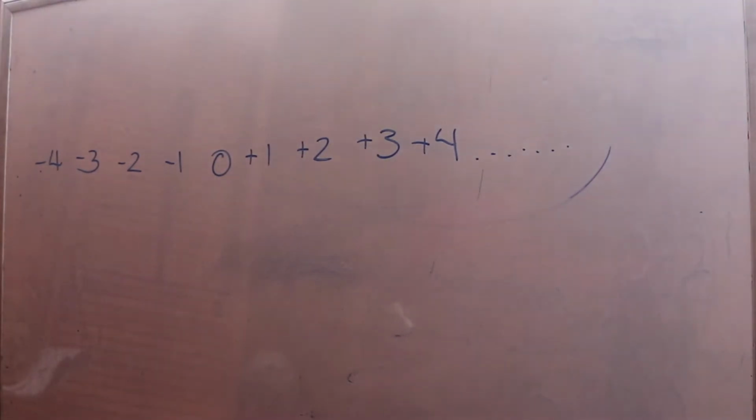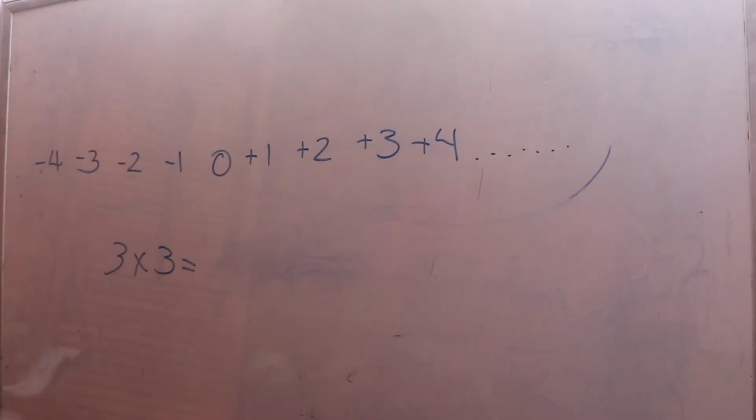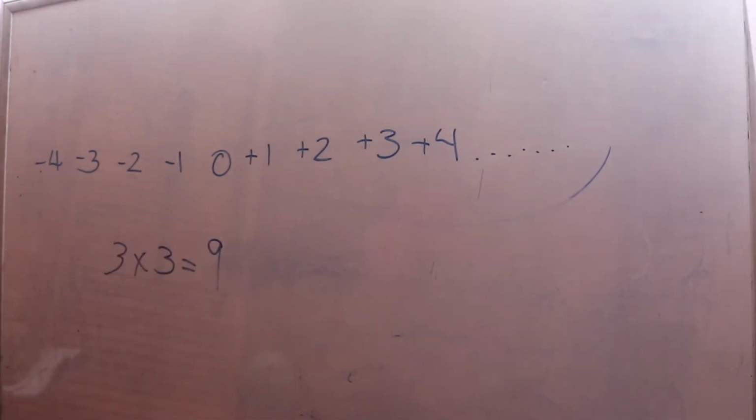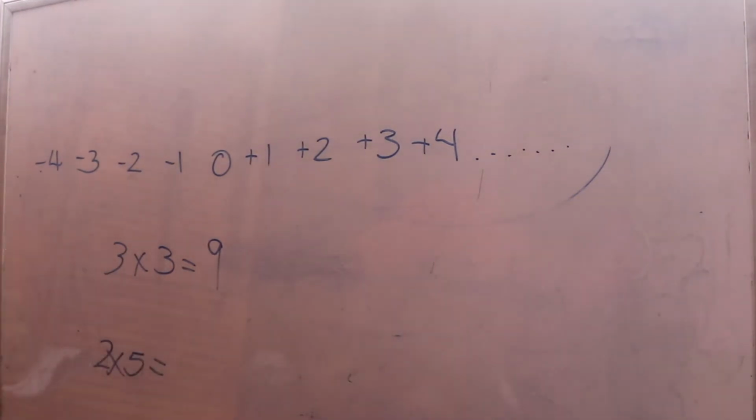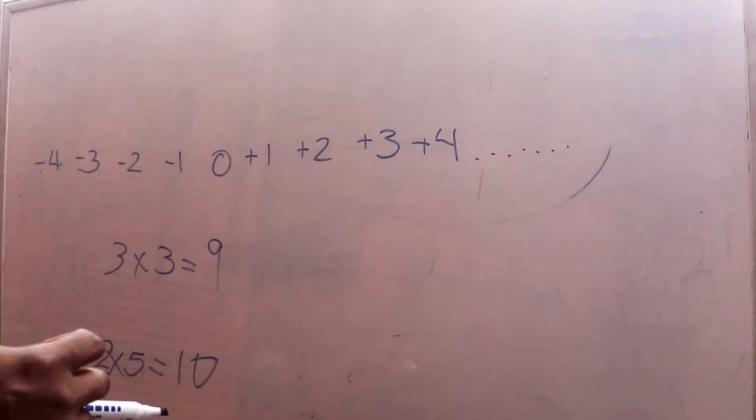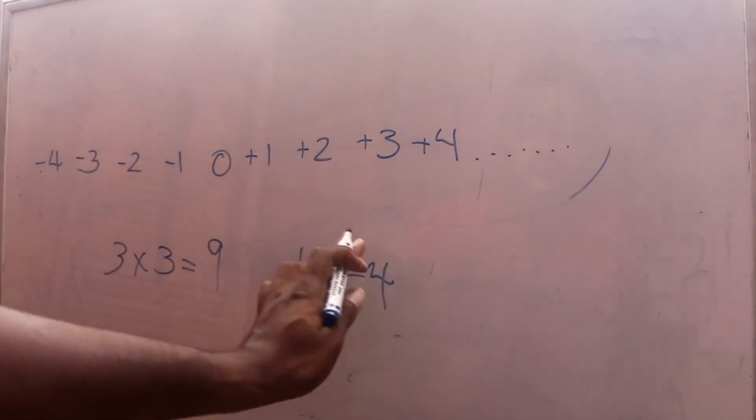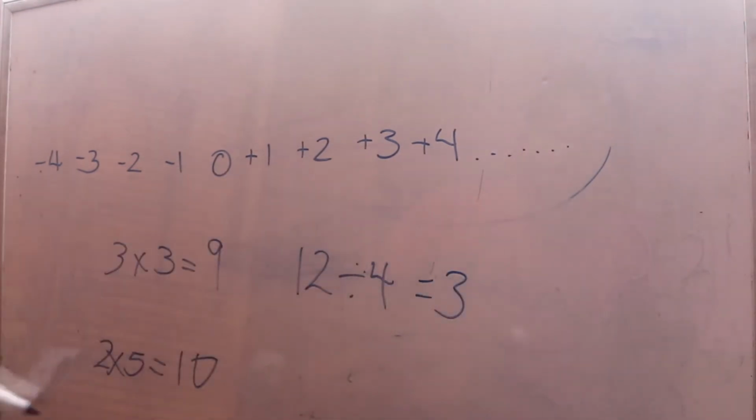Now, let's do some revision in terms of multiplying and dividing. So if we had 3 multiplied by 3, our answer will be 9 because 3 times 3 is 9. If we had 2 multiplied by 5, our answer would be 10 because 2 by 5 is 10. If we had 12 divided by 4, 12 divided by 4 is 3.